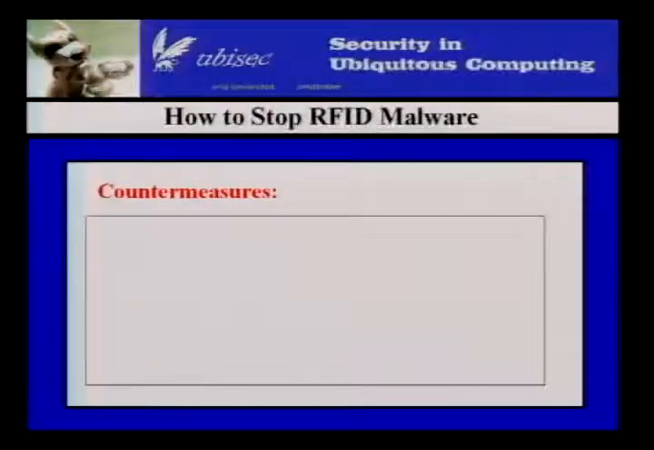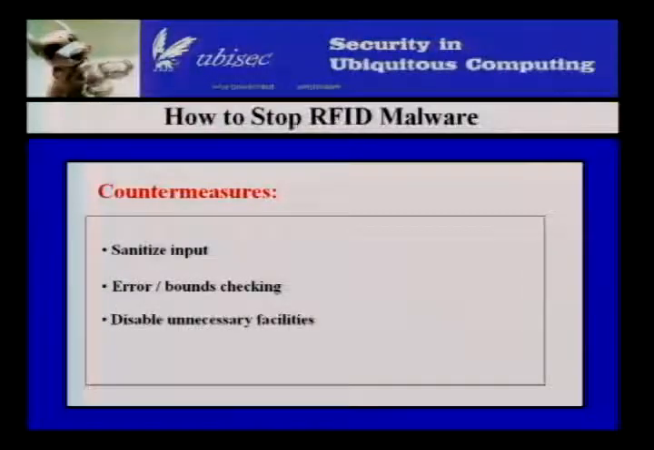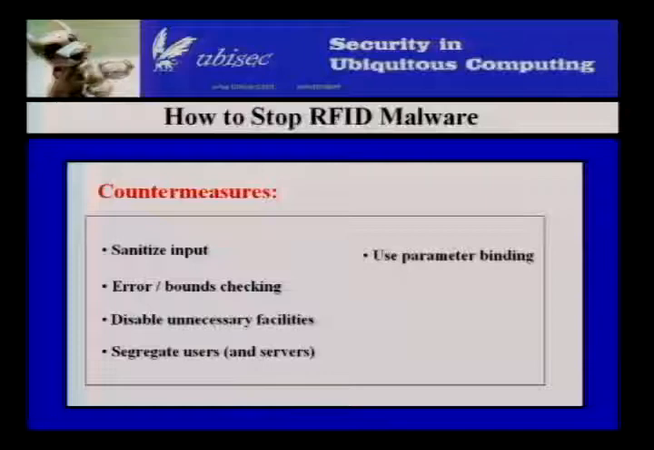So, all right, how do you stop RFID malware? This is stuff that you probably already know. Sanitize your input, do error and bounds checking, disable unnecessary facilities, segregate users and servers. I know this is familiar. Use parameter binding, which is a specific one against SQL injection. Do code review to try and find the bugs. Limit your permissions. This is stuff that's completely obvious. All of us know this.